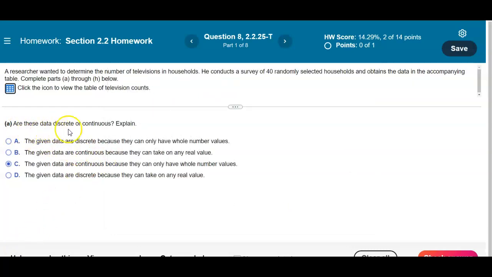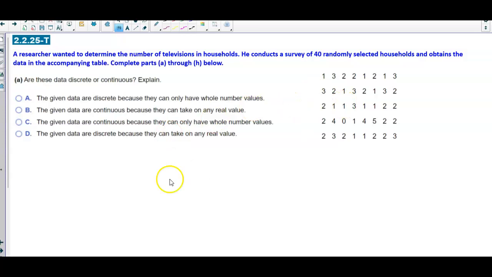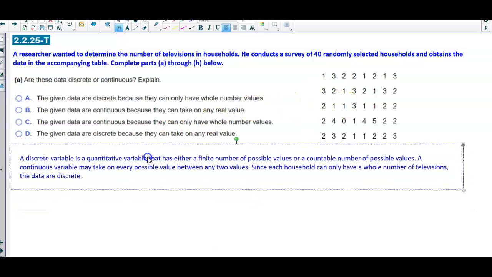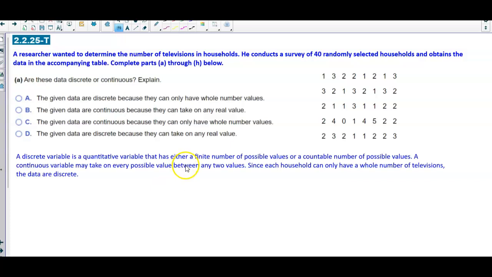It says, are these data discrete or continuous? Well, here's our question, here's our table. Now let's recall what a discrete variable is and a continuous variable. A discrete variable is a quantitative variable that has either a finite number of possible values or a countable number of possible values. A continuous variable may take on every possible value between any two values. Since each household can only have a whole number of televisions, we would say that the data are discrete.